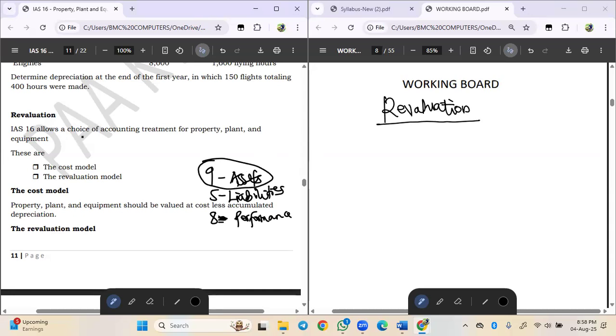Okay. So we are saying that IAS 16 allows a choice of accounting treatment for property, plant, and equipment. These are the cost model and what? The revaluation model. A cost model and a revaluation model.